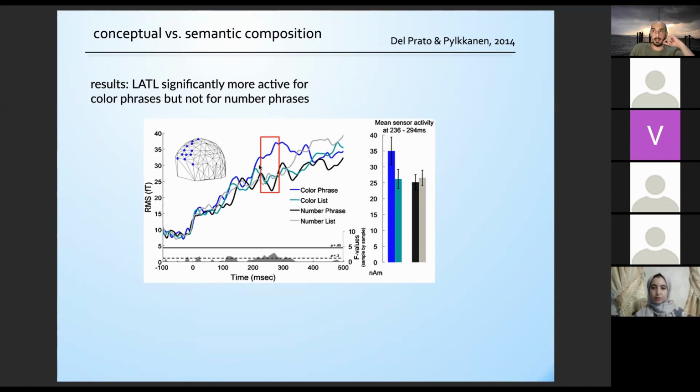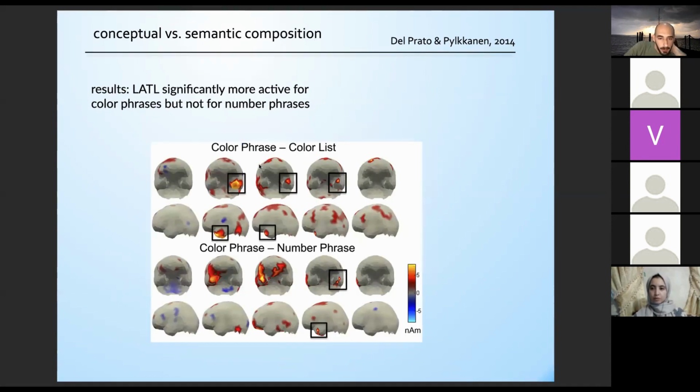Right. So I'm wondering about the number phrase condition, because supposedly there as well, you have some combinatorics going on. So maybe not in this region, but somewhere there should be an increased activation that's triggered by combining words, which is absent in the color list condition and the number list condition, right? So, did they observe anything like this? Yeah, so that I don't remember. Probably, I mean, these graphs, I don't really see anything. I should look it up.